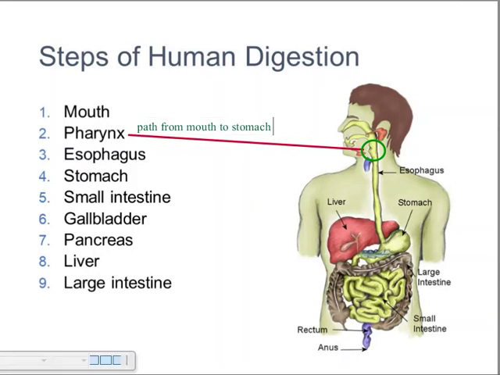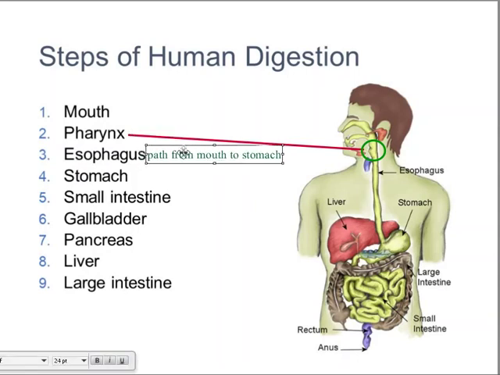I'm sorry, I'm wrong. I meant the esophagus. We're on to the next part. The esophagus is the path from the mouth to the stomach. So the esophagus is the long tube between the mouth and the stomach.